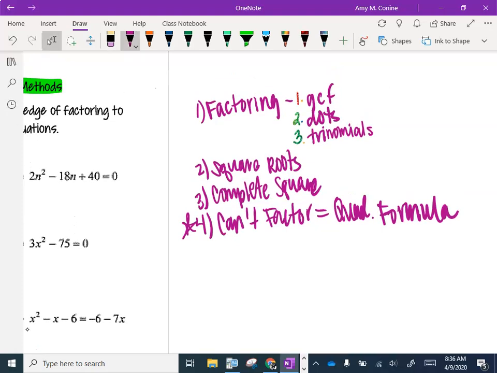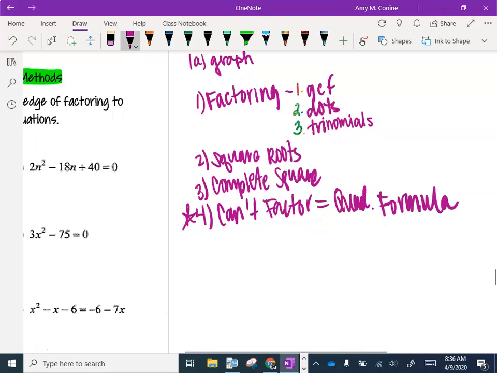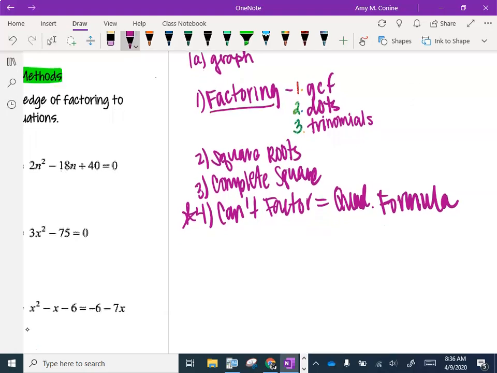Obviously, one of the ways to solve, I'll put like 1A, is to graph. So if it says graph, graph it. But you just need to follow what they say. Like if it says factoring or square roots, do what it asks. So with your factoring, these are the things you need to look for: your GCF, your difference of squares and trinomials. The second thing is your square root.